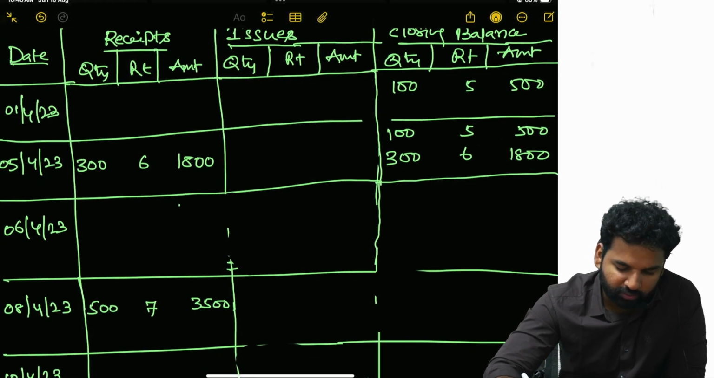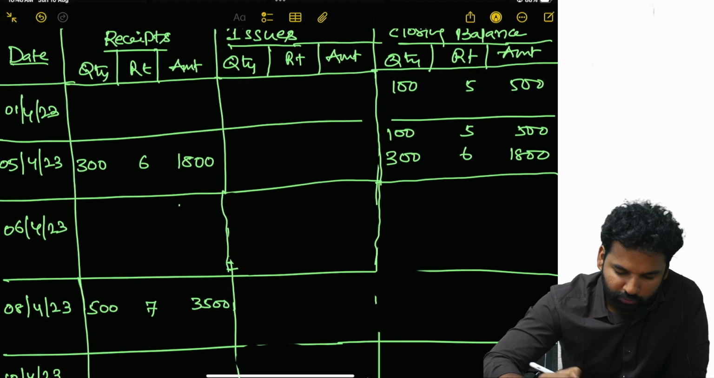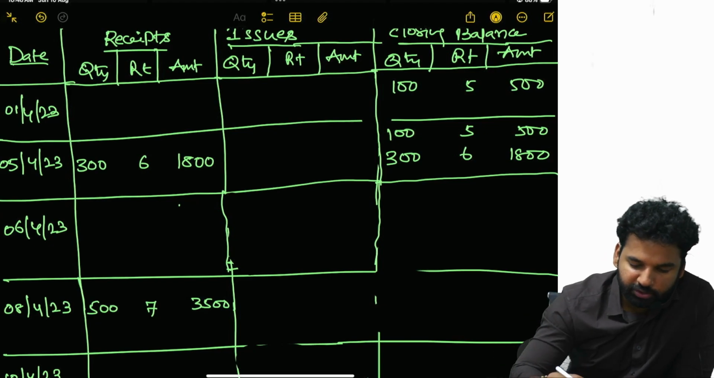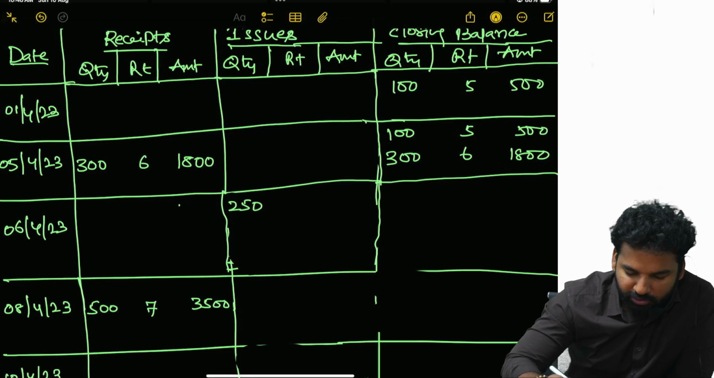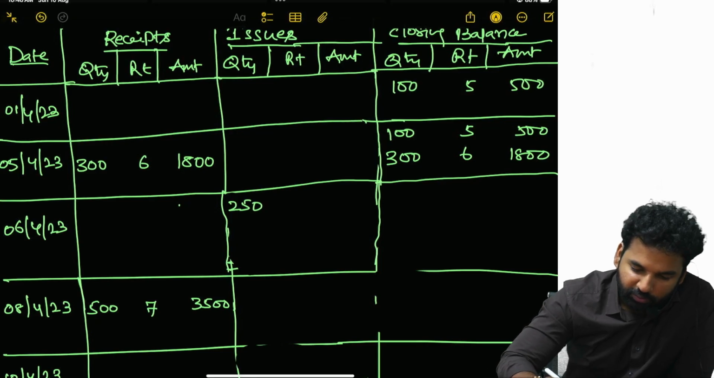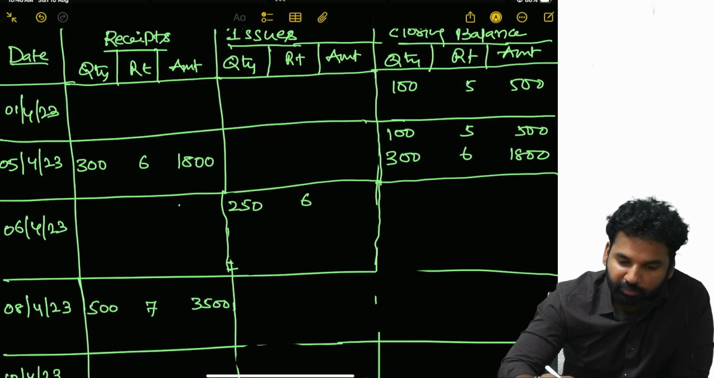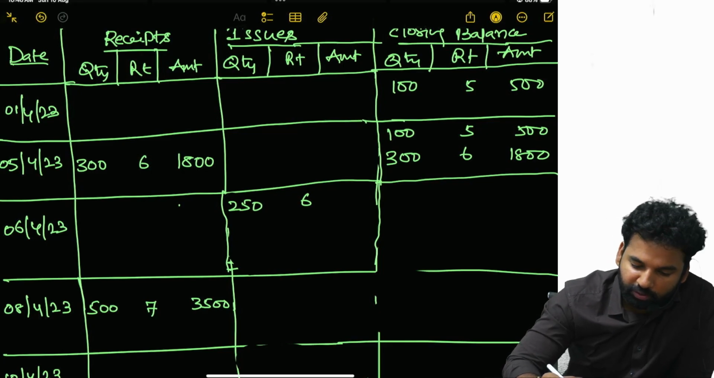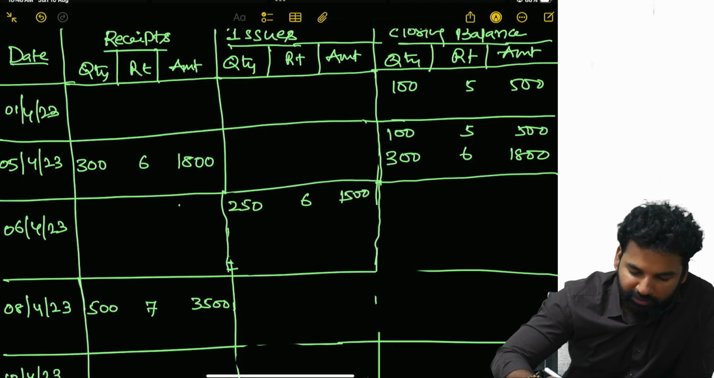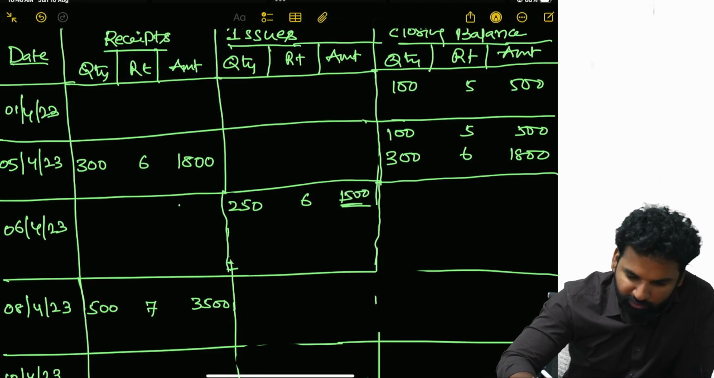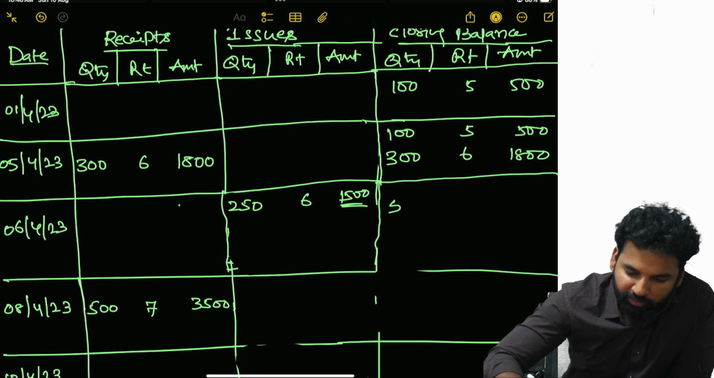Now on 6/4/23, is there any issue? What is the issue? 250 units. From now onwards, there will be a change. 250 units at 6 each. Earlier, what have we done? From the 100 lot we had taken; out of 300, 150 taken. So 250 into 6 equals 1500. This is enough. 1500.